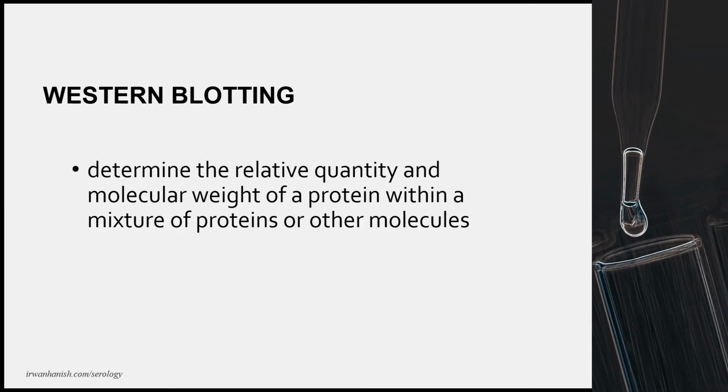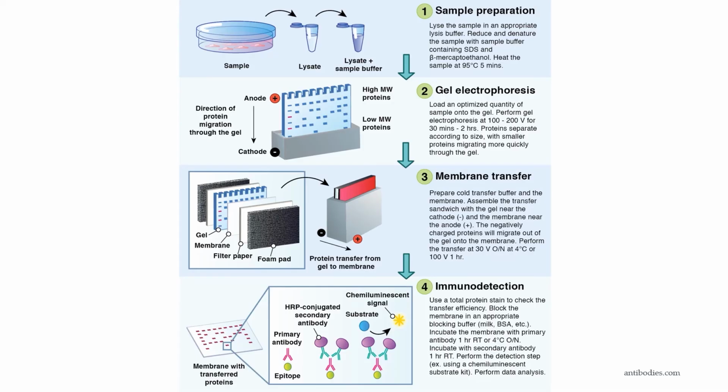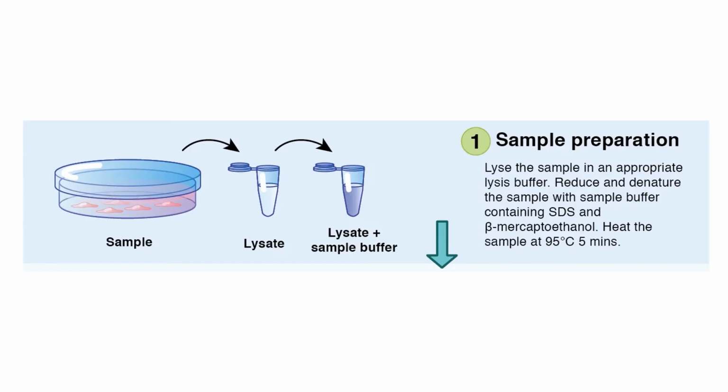Another technique that's commonly used in immunology experiments is called Western blotting. With this, you try to determine the relative quantity of the protein present in your sample. So if you've got your experimental group, you want to know whether it has more protein than your control group. It has 4 steps: sample prep, gel electrophoresis, membrane transfer, and immunodetection. The first step is sample preparation.